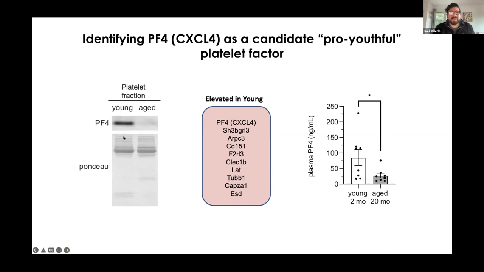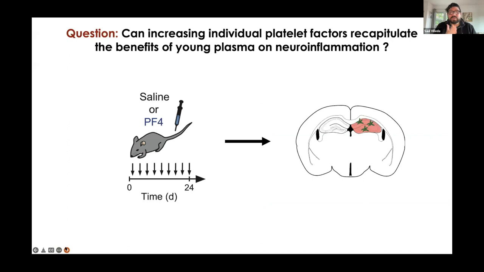So here I'm just showing you that we do indeed validate there's more within that platelet fraction in the young platelets. In plasma, you can see that there are higher levels in the young plasma versus the old. So it really is an enriched factor in young blood. Then we administered this platelet factor systemically, intravenously, 8 times over 24 days. These are in about 20-month-old animals, so again, the equivalent of someone in their late 60s to early 70s.